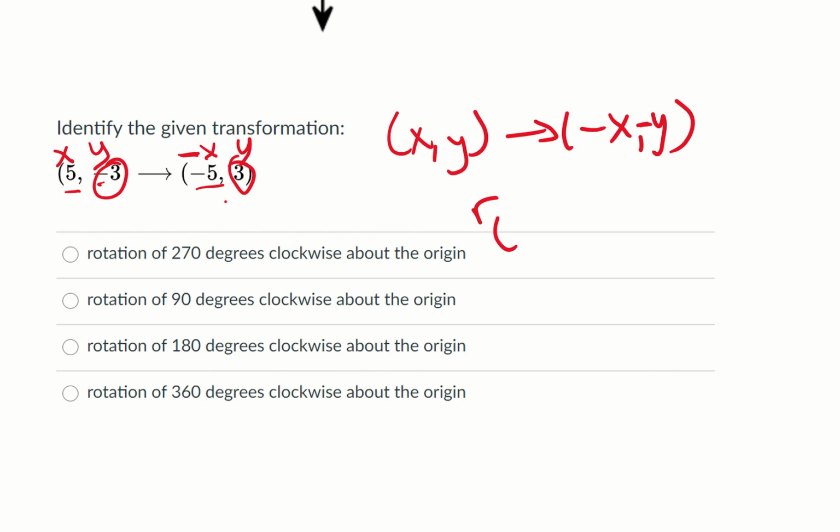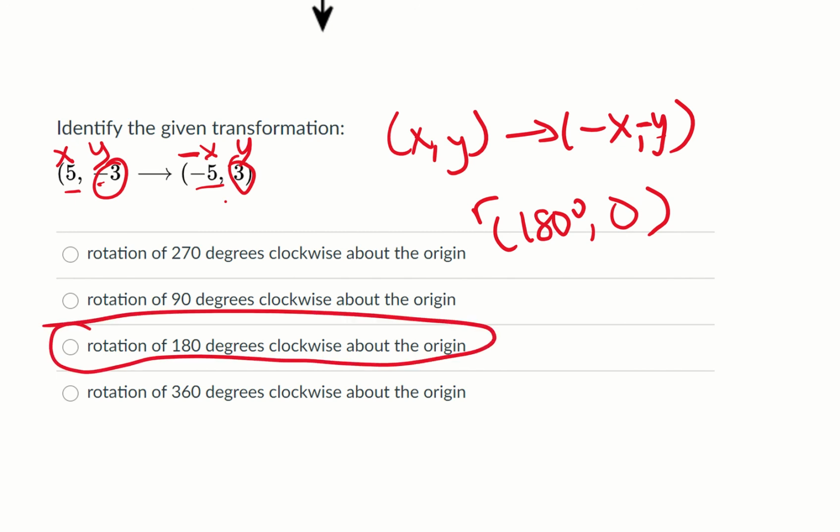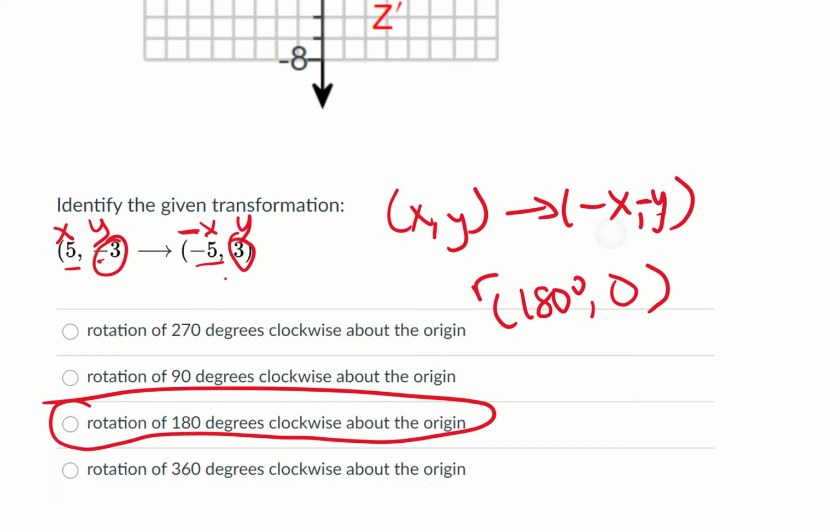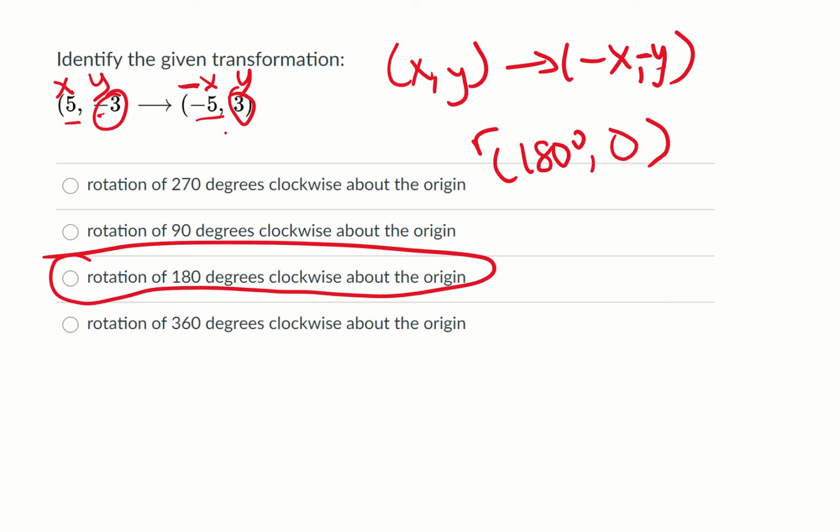So if the signs switch where they're both negative, so it went from positive to negative or vice versa, then this is a rotation of 180 degrees about the origin. Clockwise or counterclockwise, either way, it's a rotation of 180. All right, guys, that is it for rotation. It's basically knowing the special rules for rotation and knowing how to physically rotate a figure.